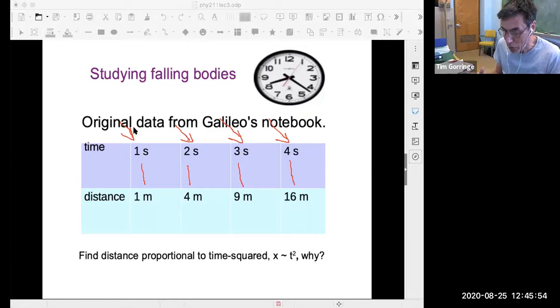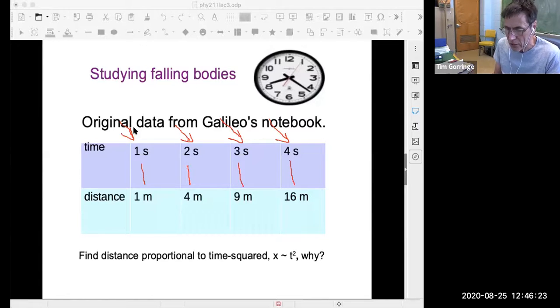And we've spotted in Galileo's data, like Galileo spotted in his data, that there's a simple relationship between the distance traveled and the elapsed time, that the distance traveled is in proportion to the square of the elapsed time. So after 1 second, 1 meter. After 2 seconds, it's 2 squared, 4 meters. After 3 seconds, it's 3 squared, 9 meters. After 4 seconds, it's 4 squared, 16 meters. Simple pattern.